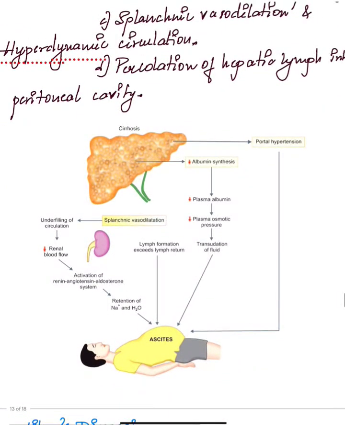The above mentioned pathogenesis we can see through this diagram. Cirrhosis may cause portal hypertension or decreased albumin synthesis, and decreased albumin may lead to transudation of the fluid. Portal hypertension increases ascites. Lymph formation exceeds the lymph return. Splanchnic vasodilation causes underfilling of the circulation, which causes a decrease in renal blood flow, which causes activation of the renin-angiotensin-aldosterone system. It causes retention of sodium and water, which increases the ascites.